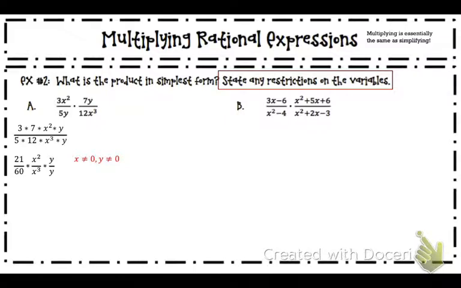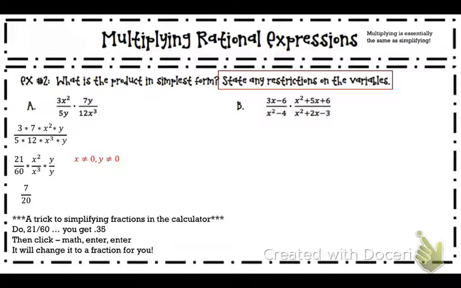So 21 over 60. You have to look and see what goes into 21 and what goes into 60. Well, 3 goes into both of those. So that simplifies down to 7 over 20. One trick with your calculator, if you have the same calculators we use in class, if you put 21 over 60 into your calculator, you'll get 0.35. Then if you click math, enter, enter, that changes it to a fraction for you, so it simplifies those fractions for you. I shouldn't show you these tricks, but I think it makes life a little bit easier when you do know these. So I'm going to show them to you.